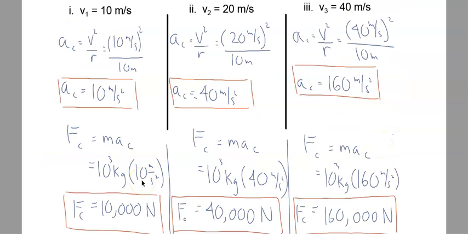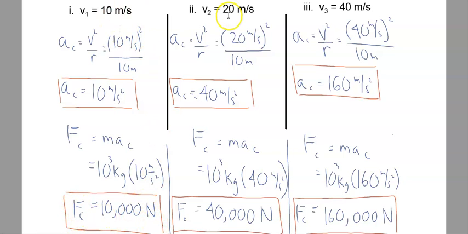Now let's determine the centripetal force for each of these three speeds. We will use F equals ma, F sub c equals m a sub c, which is equal to m times v squared over r. The v squared over r was already calculated in the step above, so we'll take the answer here in the red box and we'll place it in the a sub c right here. So 1,000 kilograms times 10 meters per second squared gives you 10,000 newtons. So for a car traveling in a radius of 10 meters at a speed of 10 meters per second, 10,000 newtons is required to hold it on the turn.